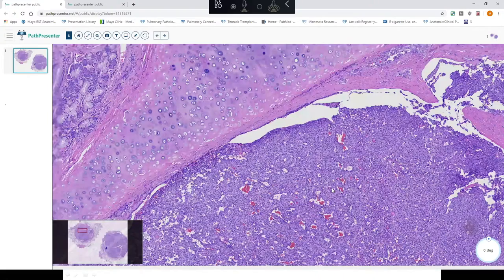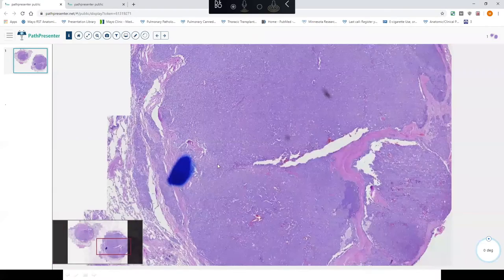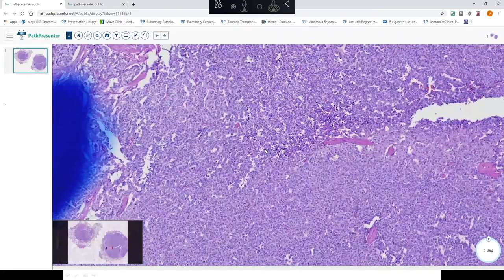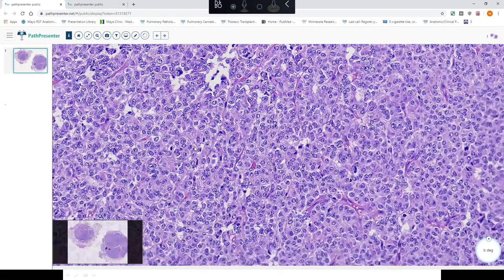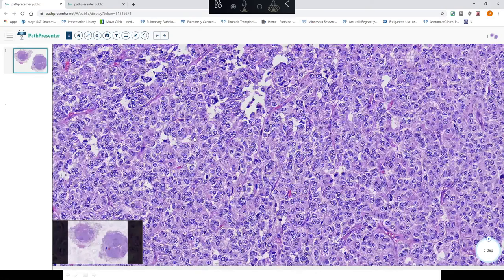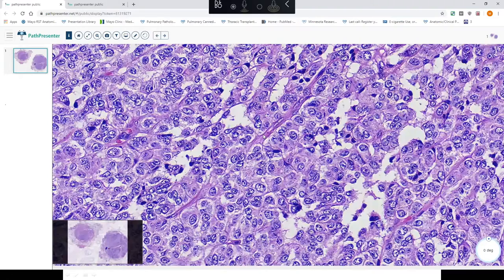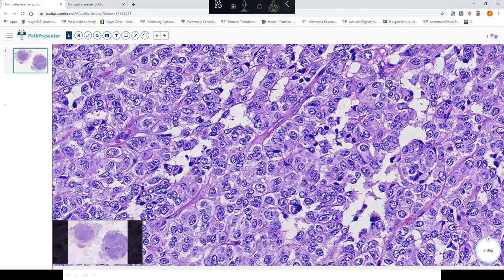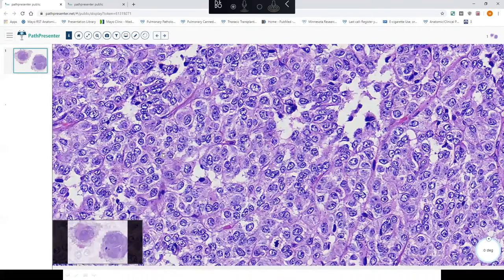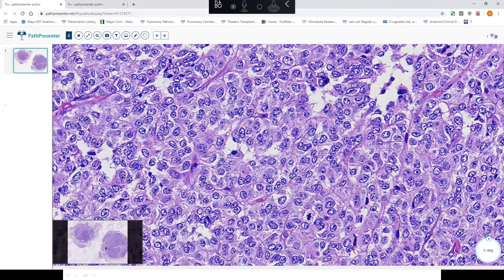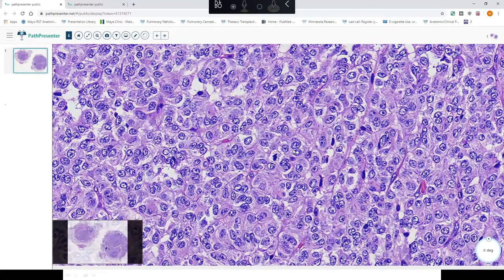Okay, let's move over to the other piece because I think it shows the morphology a little better, and I'll point out some of the features here. We have this growth pattern of cells in a trabecular arrangement. There are small nests and sheets, with thin fibrovascular cores running through them. The cells themselves have a moderate amount of cytoplasm. Their nuclei are round to oval, and they have a characteristic chromatin pattern.